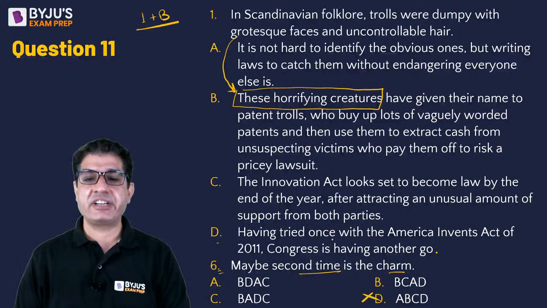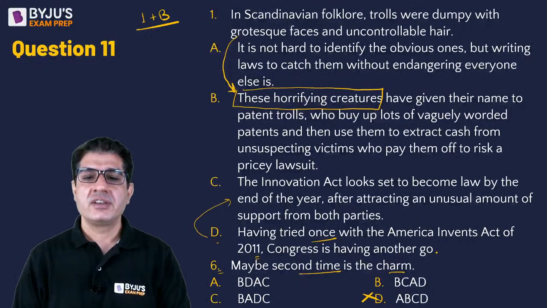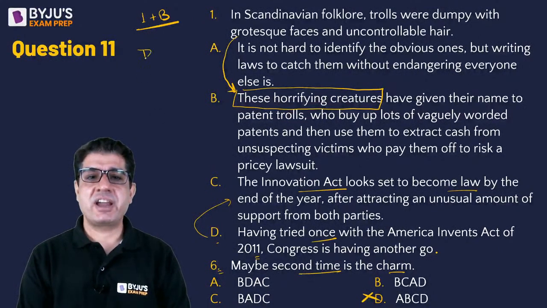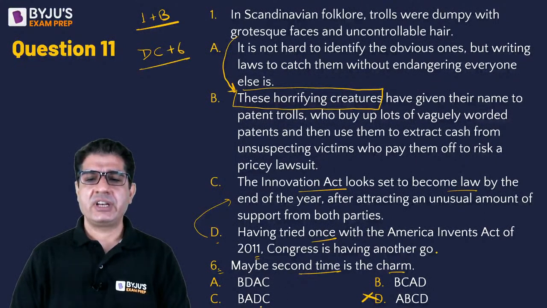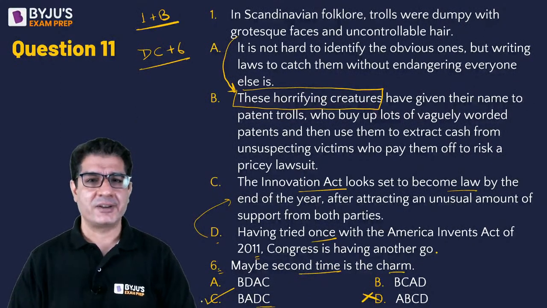Look at D, having tried once with the America Invents Act of 2011, Congress is having another go, and that another go is the Innovation Act, which looks set to become law. So maybe second time is the charm. So you need to have DC6, and only option C gives you DC towards the end, and therefore that should be the answer.